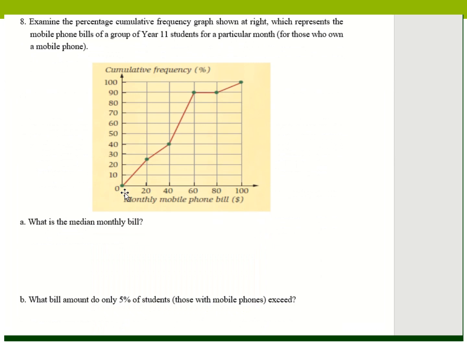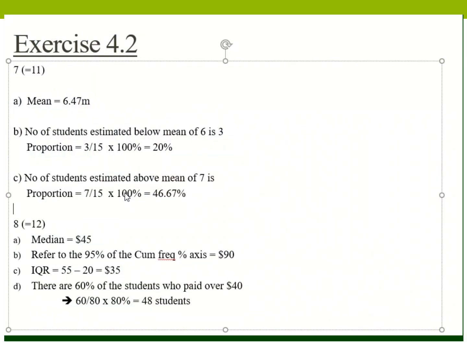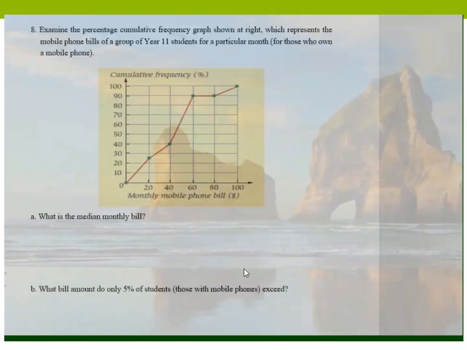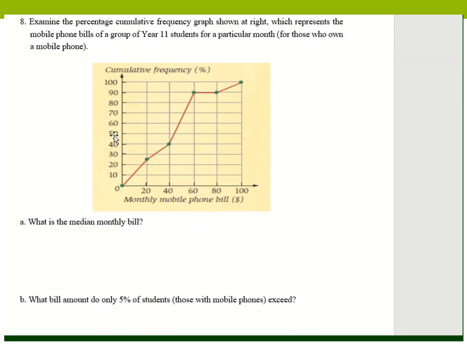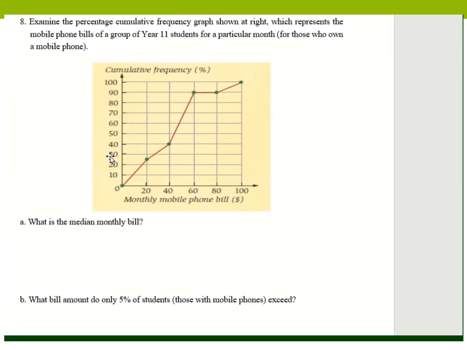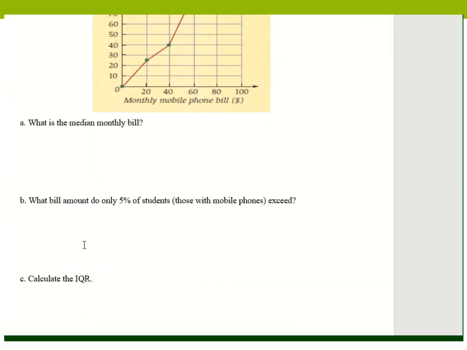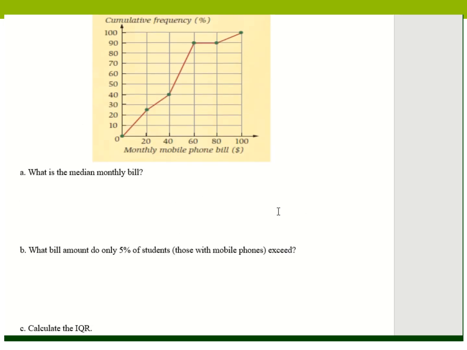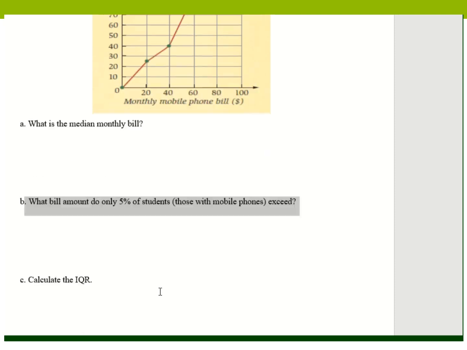All right. Question 8, you're just going to find the median. Again here, you got to estimate. There is no choice. You got to estimate. All right. Okay, what is the median bill? 50%. Come down, just estimate it. You will see it as 45. Okay, what bill amount do only 5% of those with mobile phones exceed? So 5% of students, those with mobile phone, exceed. Actually, you can skip part B. Don't need to do part B.